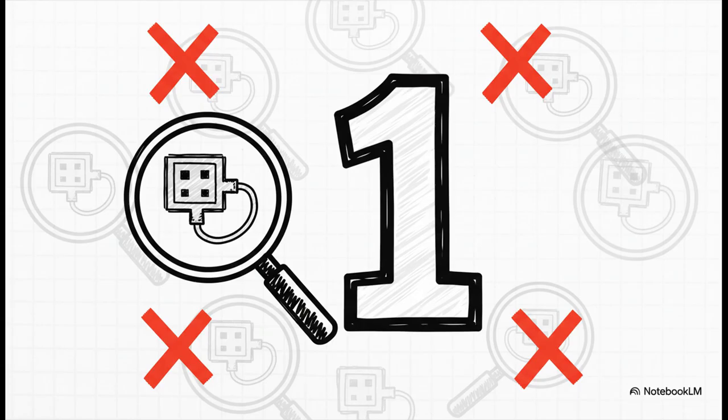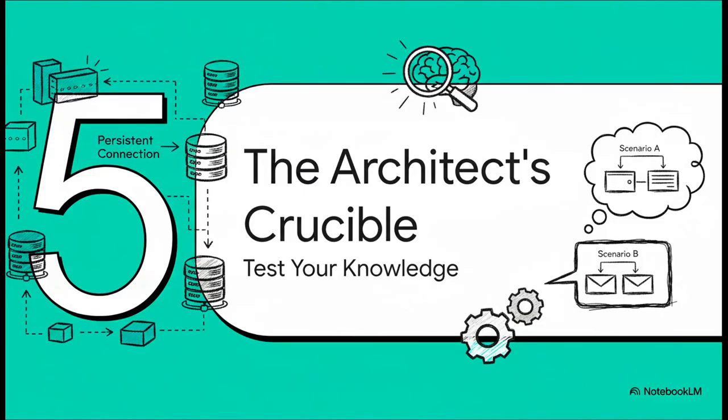This is a non-negotiable rule for a stable app. You have to treat your connection like a singleton. That means it gets created exactly one time when the app loads, and it should stick around for the whole session. All right, time to put all this knowledge to the test. Let's walk through a couple of real-world scenarios.